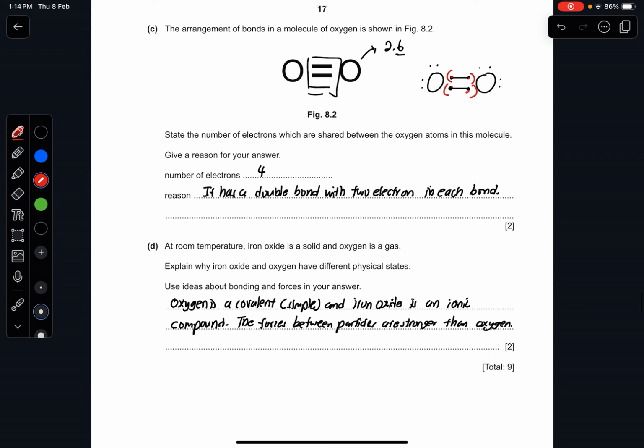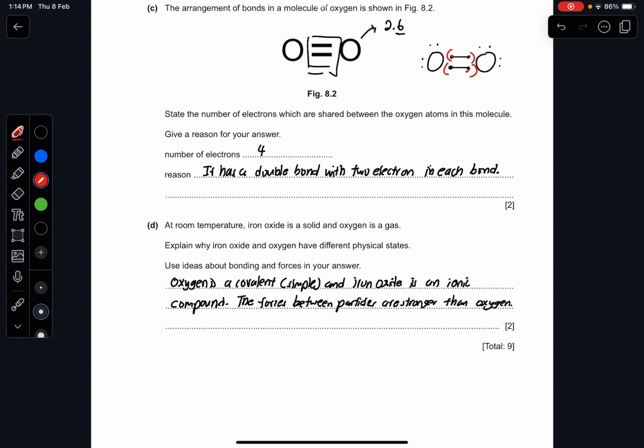Okay. D. At room temperature, iron oxide is a solid and oxygen is a gas. Explain why iron oxide and oxygen have different physical states. Okay, let's see what we can deduce from here. Iron oxide is Fe2O3, right? And oxygen is just O2. So Fe2O3, what we call an iron oxide, is an ionic compound. And O2 is just a simple covalent molecule or simple molecule. So oxygen is a simple covalent and iron oxide is an ionic compound.